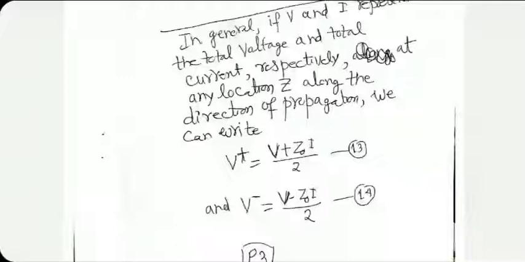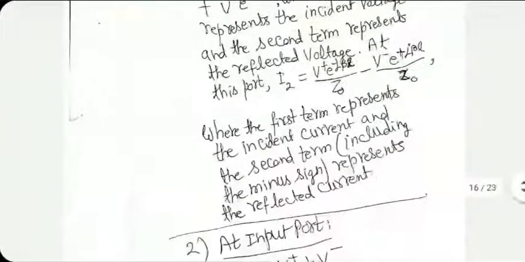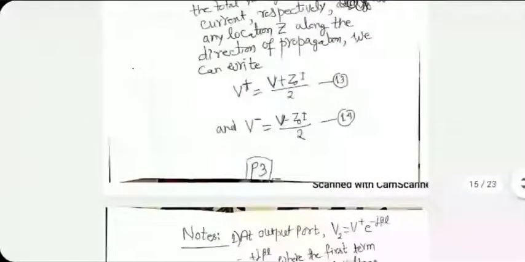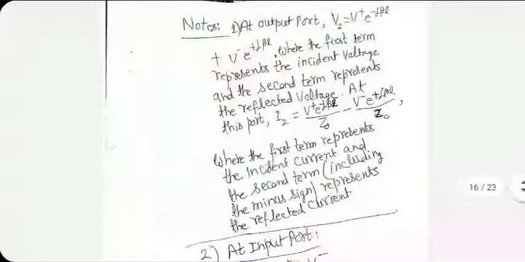That is the starting of generalized theory of scattering parameters. Once this is done, I've given a lot of explanation of what is incident voltage. V plus is obviously the incident voltage at any location. V minus is the reflected voltage. So all that is explained once again here.